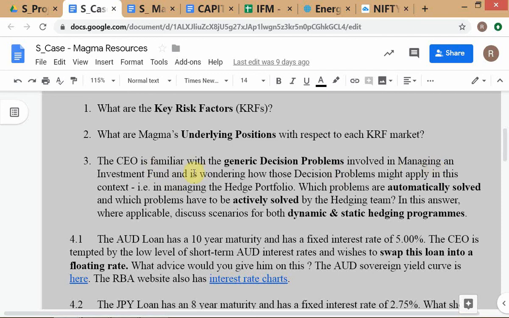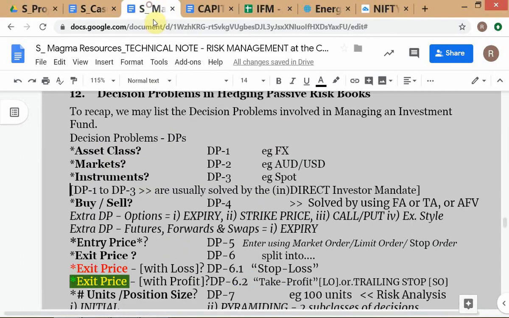Is this clear? So this guy is familiar with these decision problems that we just listed over here. When the CEO says, I know all this stuff, I know the decision problems that exist, and you guys are familiar with the rest of the problems also. We have gone through all of these things.